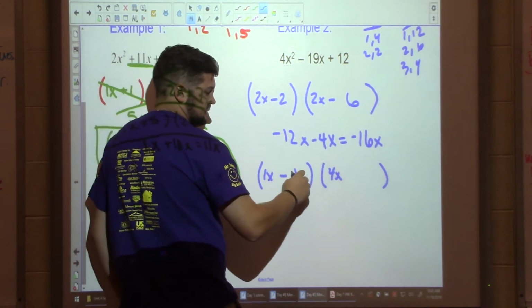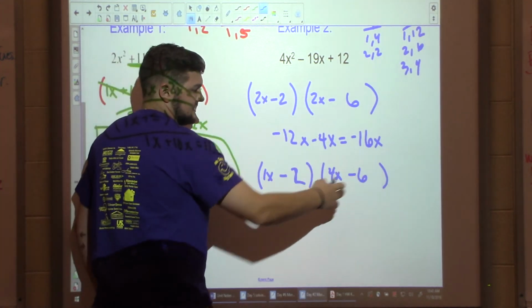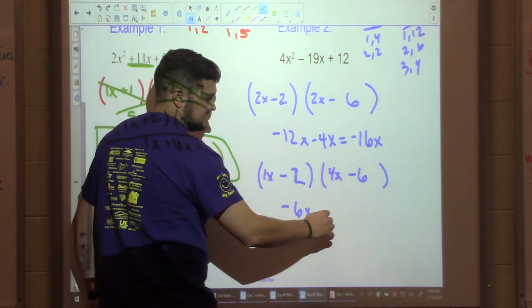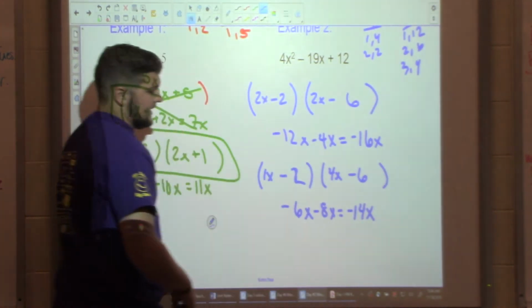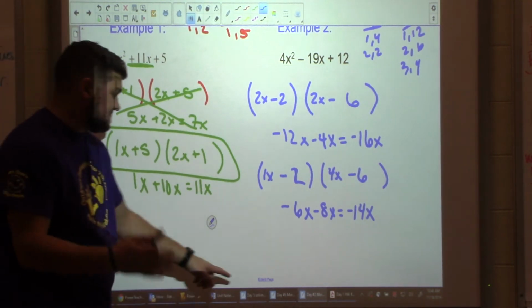Yeah. Minus 2, minus 6. Let's try that. 1x times negative 6 is negative 6x. Negative 2 times 4 is minus 8x. I got negative 14x. No, it's not what you want. Is that what I want? No. So I've got to keep going, keep guessing.